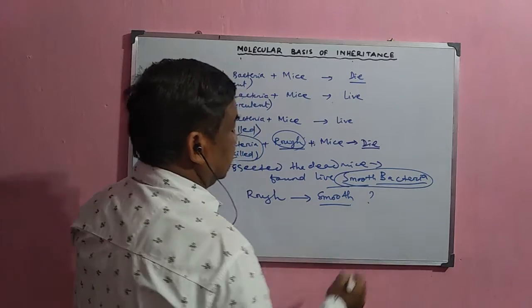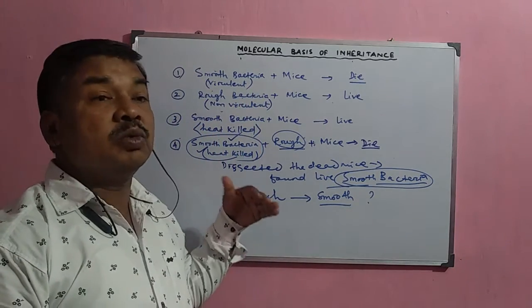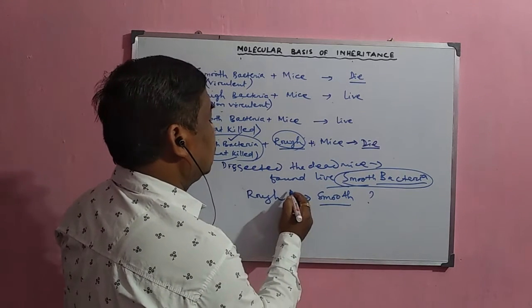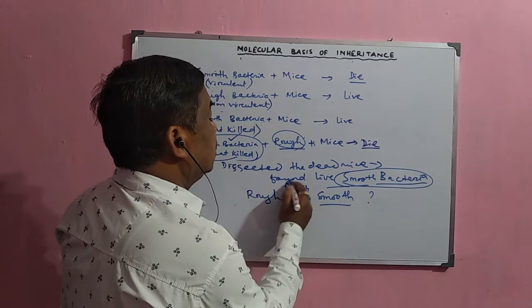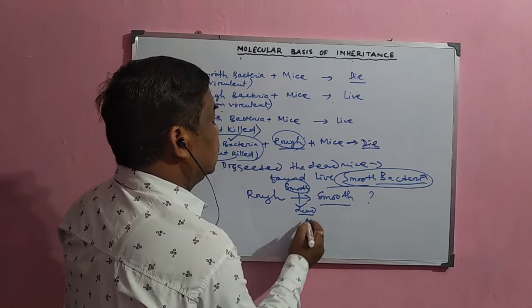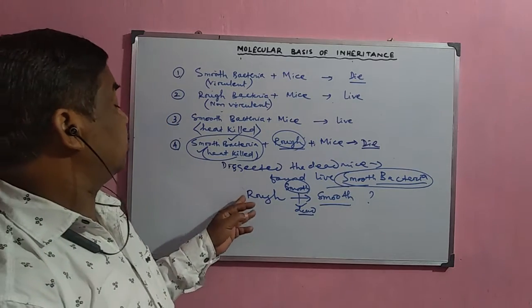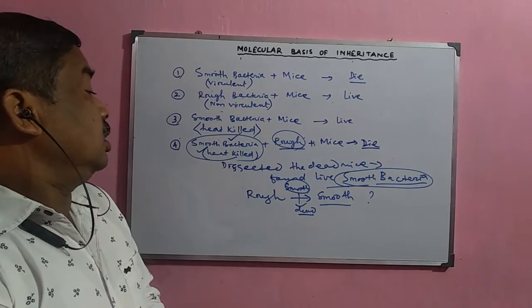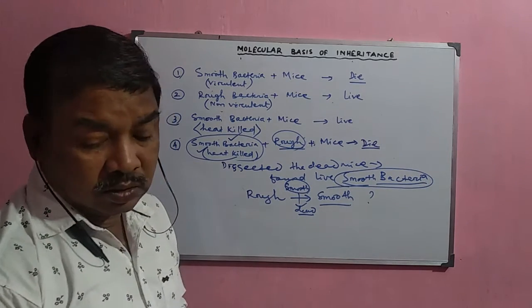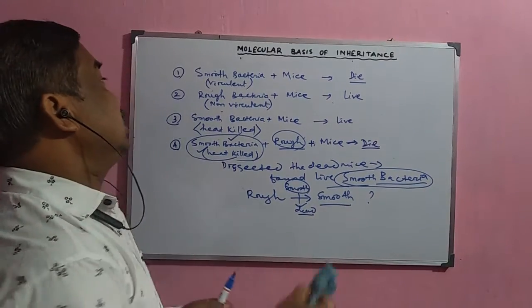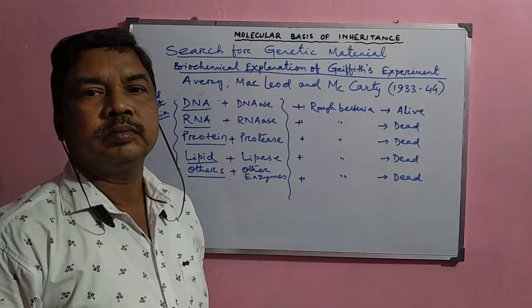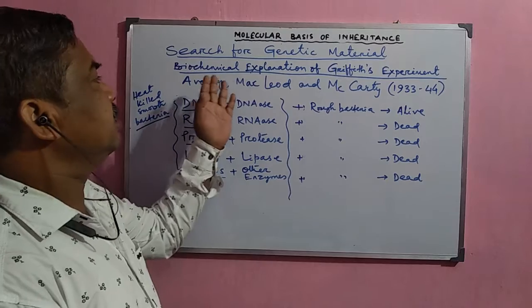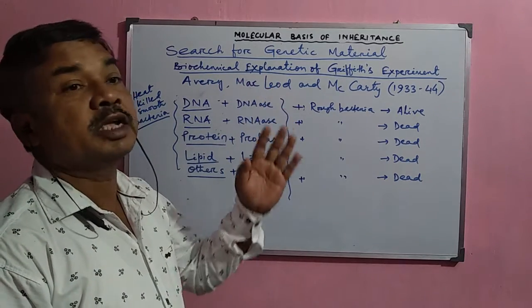Now, a question arises: which molecule or which factor in the smooth variety, or a dead smooth variety, is responsible for the transformation of the rough variety into the smooth variety? This explanation was given by three famous scientists, Avery, MacLeod and McCarthy. They gave the biochemical explanation to the Griffith experiment.